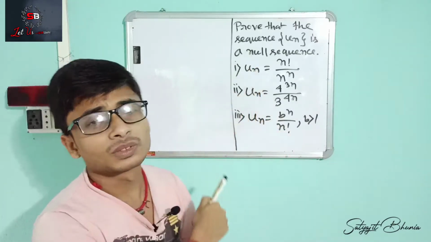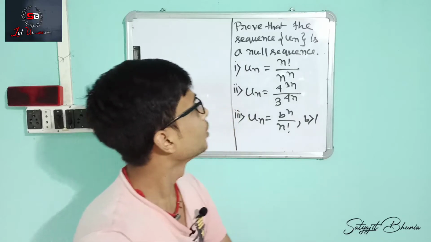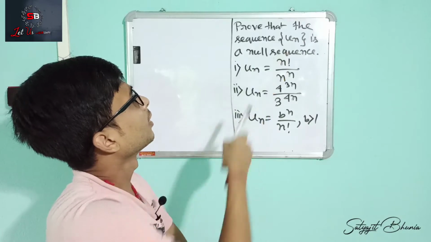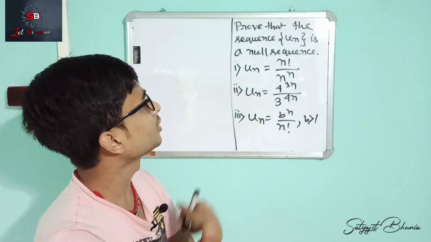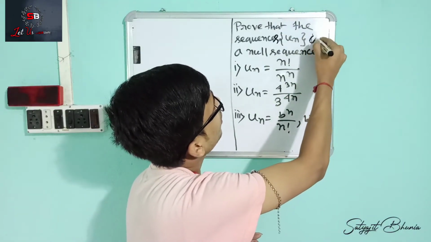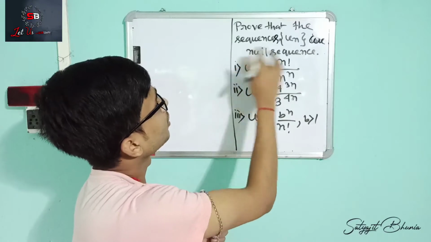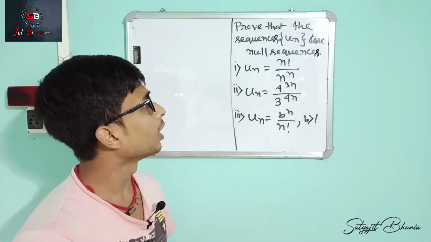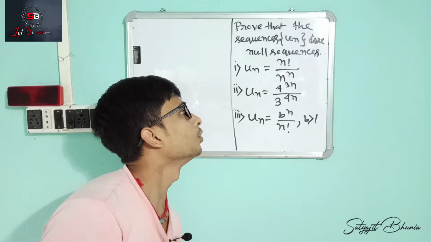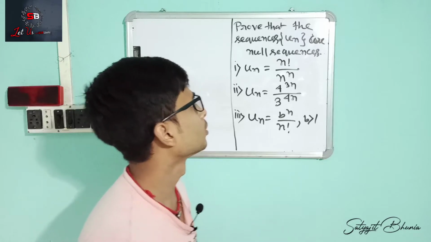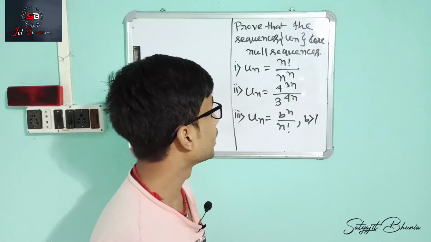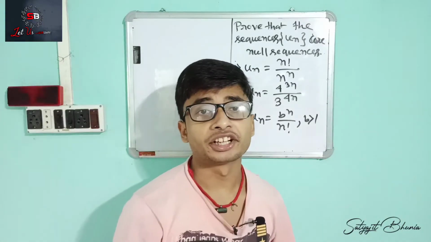We'll solve these math problems first. Prove that the sequence un is a null sequence. Number one: un is equal to n factorial by n to the power n. Two: un is 4 to the power 3n by 3 to the power 4n. And three: un is b to the power n by n factorial, b greater than 1.